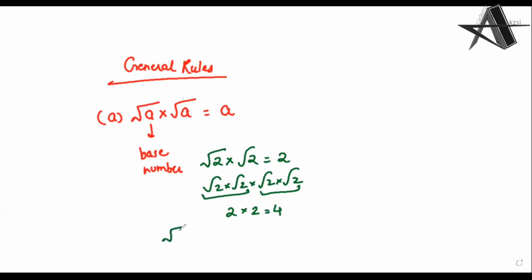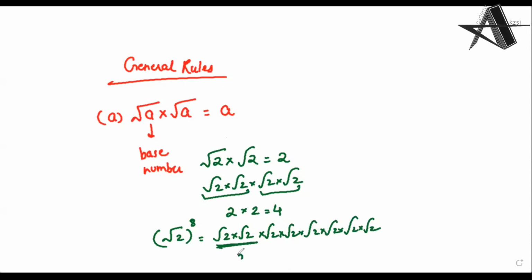Or suppose it's written as root 2 whole to the power of 8. What does that mean? It means you are multiplying root 2 eight times. Root 2 times root 2, root 2 times root 2, and so one pair will give you just 2, another pair will give you 2, another pair 2, and another pair 2. This will be 16. It gives you 16 as your answer. So always the same pair will give you just the base number.